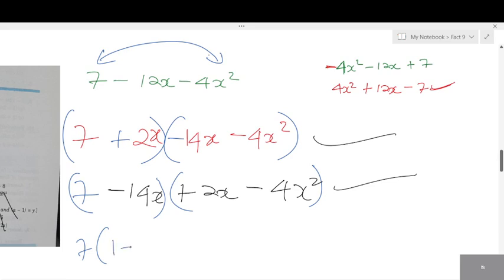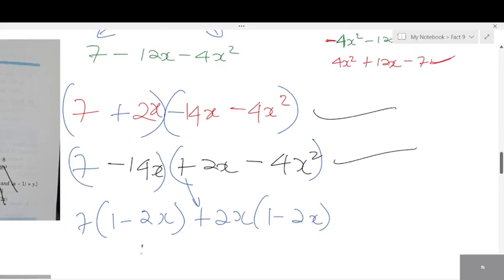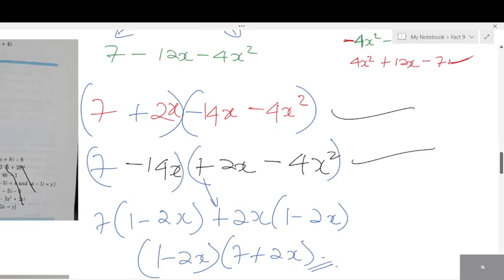Seven is common. 1 minus 2x. Here, plus is the first sign. Always take the first sign out. 2 is common. X is common. You get the same 1 minus 2x. What's the final answer, students? 1 minus 2x into 7 plus 2x. Okay, nothing common. This is the final answer.